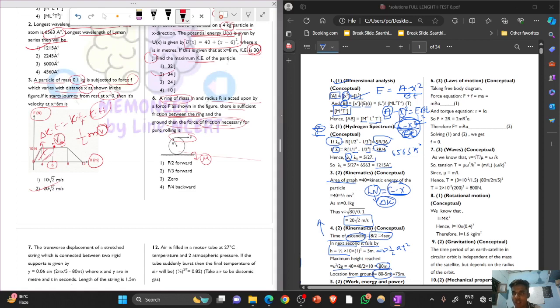Okay, now moving to the solution. Once you calculate that in the horizontal direction friction is acting on the body in the opposite direction, and once you write the equation of motion for the horizontal forces, it comes out to be F plus M.